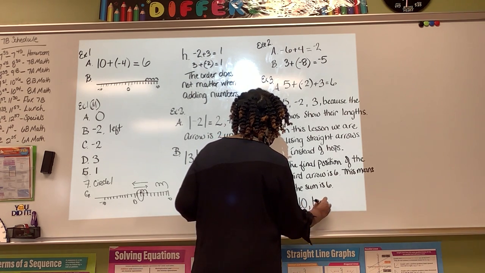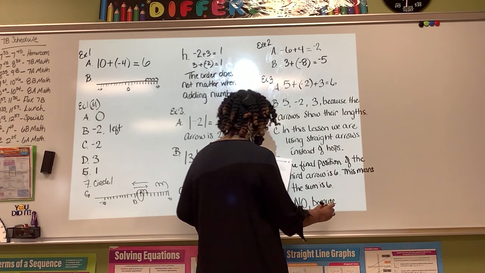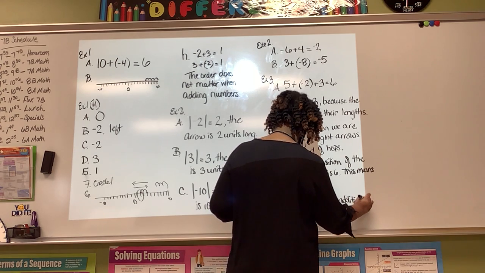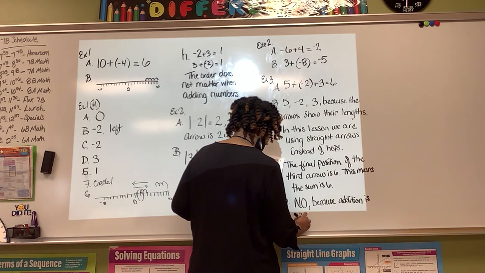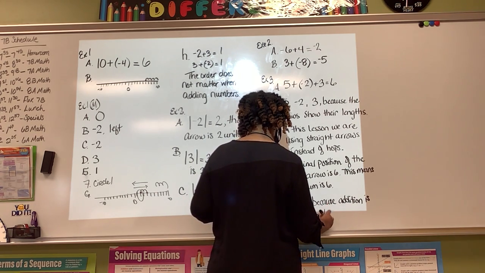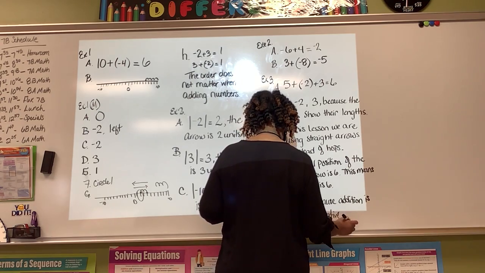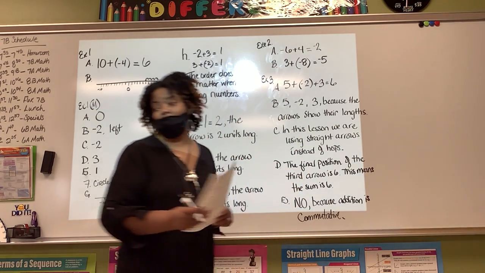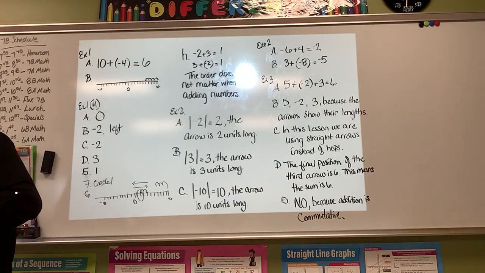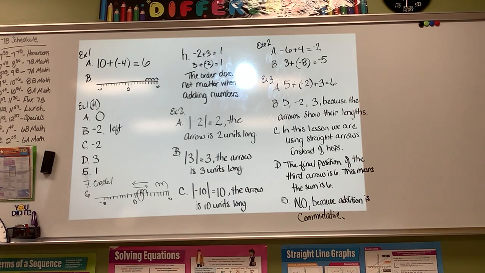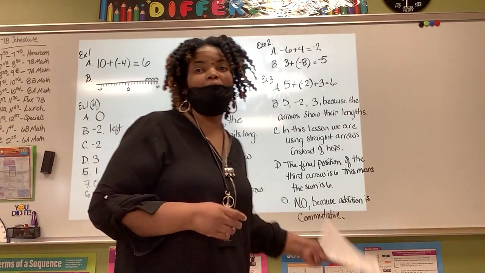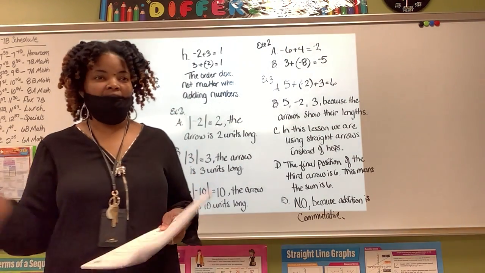And the reason why is because addition is commutative. What do I mean by commutative? It means the order does not matter. When you were in, I want to say, probably 3rd grade, you learned about the commutative property. In the commutative property, it does not matter the order of the numbers. The answer will stay the same.